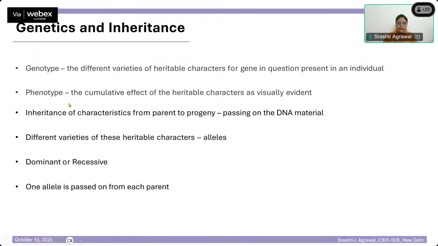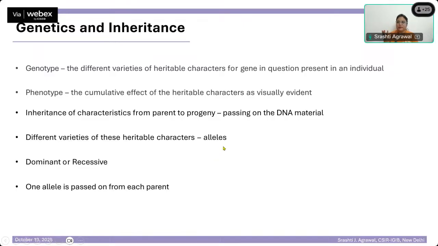Then we have the phenotype, that is the cumulative effect of that genotype or the heritable characters, which are usually present in an individual. Whatever we can visually see as an effect of that genotype is called the phenotype. Then we have inheritance of characteristics from parent to progeny. Like I said, these genetic variants, if they happen in the germline, can be inherited from parent to progeny while they are passing on the DNA material. And different varieties of these heritable characters are called alleles.